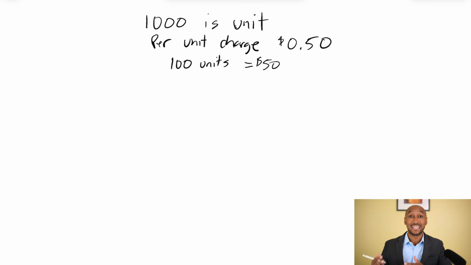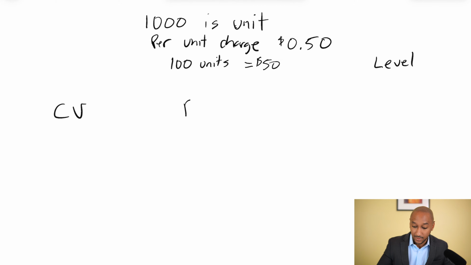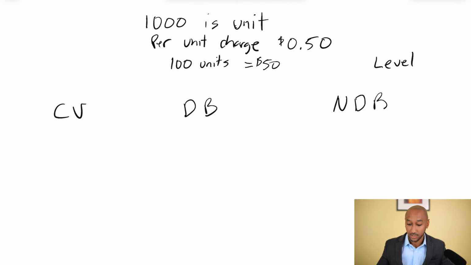Okay, so now let's look at level death benefit, right? So we're going to switch this to level. So how does the level death benefit work? So we're going to use the cash value. We're going to have that same death benefit. And we have the net death benefit here.